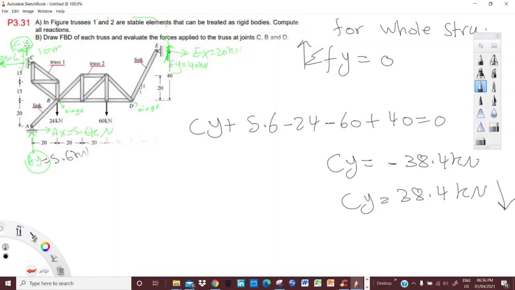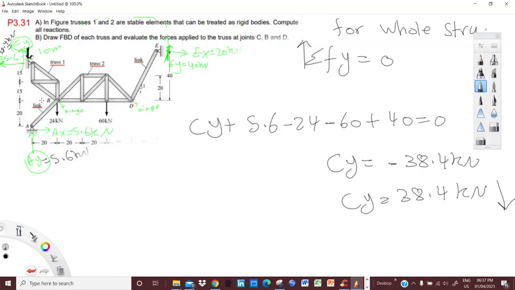Okay, so I need to change all this. So Cy is going to be downward, which is equal to 38.4 kilonewton. Right now everything is fine. We figured out Cy. Okay, to make our life easier, we don't need to break, just take the moment at B. So take the moment at B in order to find A.